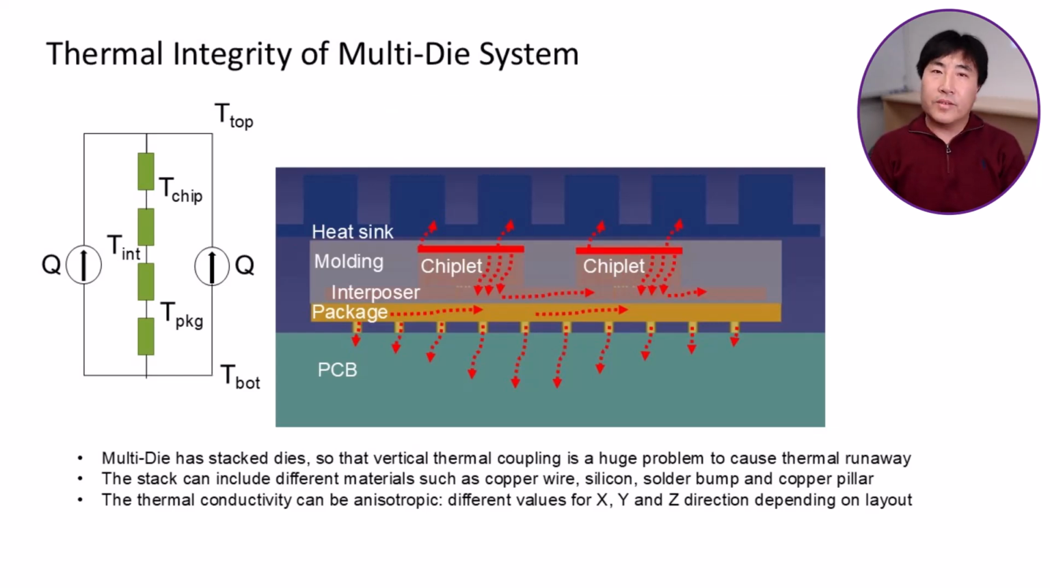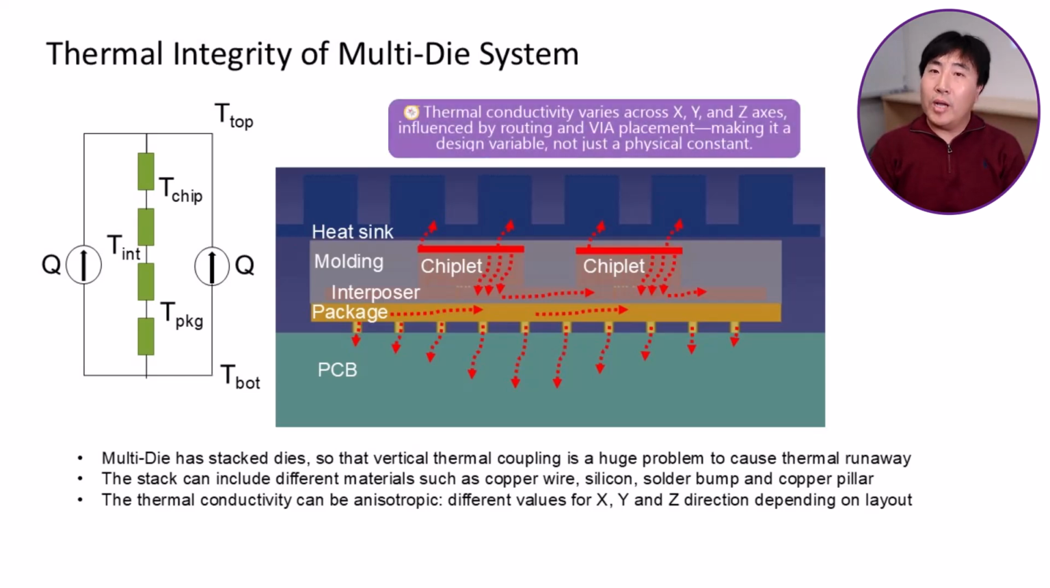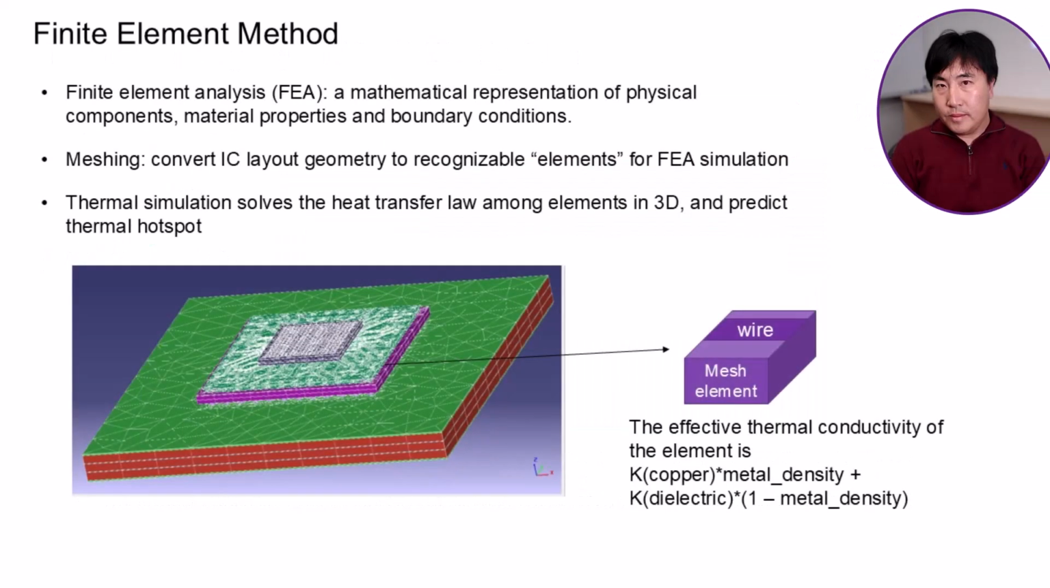And remember, the thermal conductivity can be anisotropic, meaning that heat behaves differently along the X, Y, and Z directions. Such directional behavior is shaped by routing layout and via placements, making it a design variable, not just a physical fact.